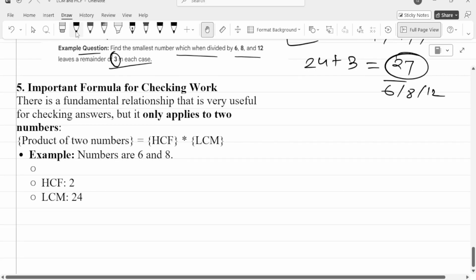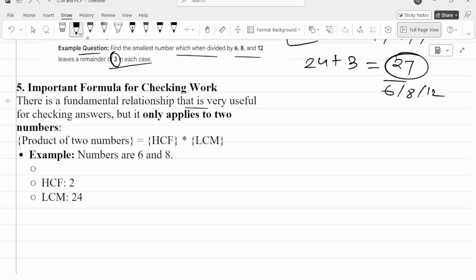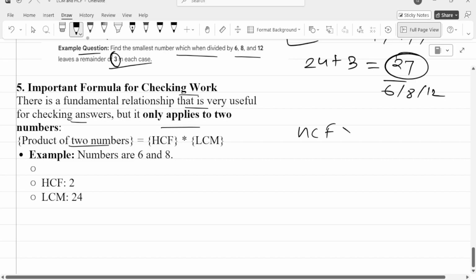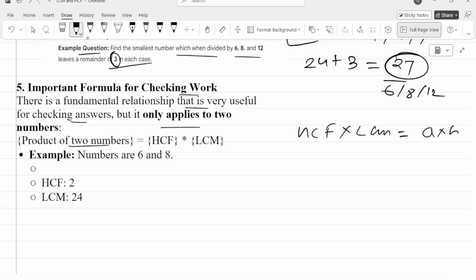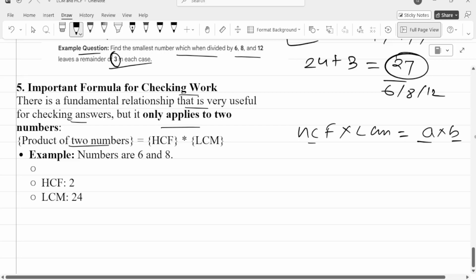This is very common in government exams and competitive exams, and it comes most of the time. For checking answers, it applies. Important formula for checking: the product of two numbers equals the product of their HCF and LCM. If a and b are any two different numbers, then a times b equals HCF times LCM. Here we can note it down.